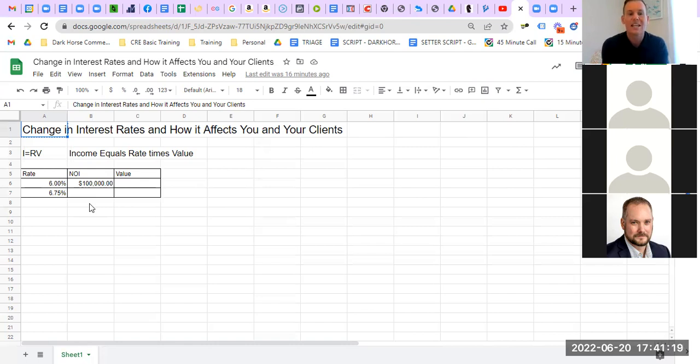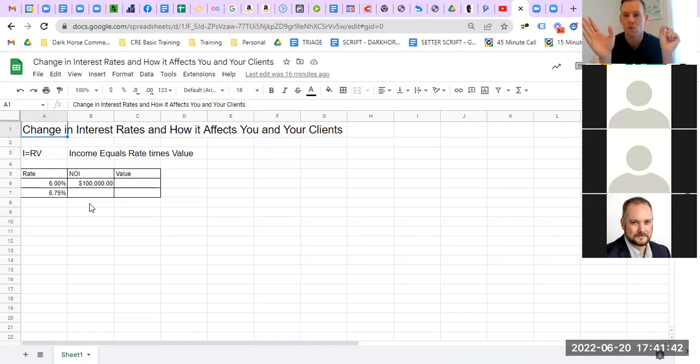Basically, what it means, I equals RV. That's our old buddy Irv. Income equals rate times value. Now, if you know any two of those variables, you can figure out the third. So in this case, we know what the income of a building is. That's something that doesn't change overnight. It changes with annual increases, but it doesn't change from moment to moment.